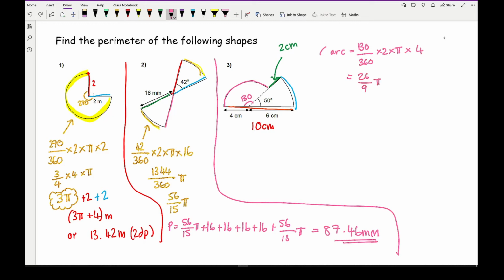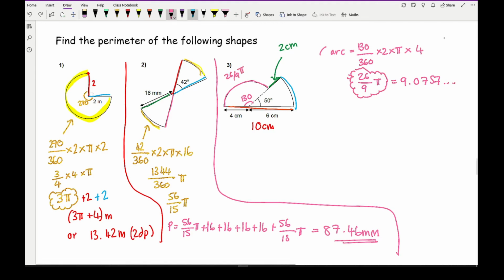Now I could convert that into a decimal, which would be 9.0757 and so on. What is important is that because this isn't the final answer, I want to try and be as accurate as possible. So rather than entering 9.0757, I'm going to use 26 over 9 pi as a more accurate measurement of that arc.